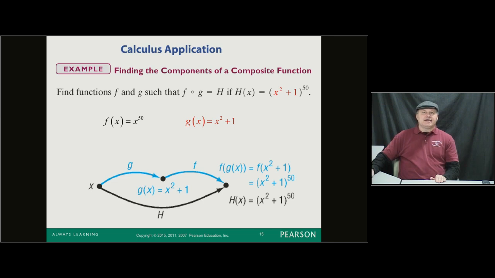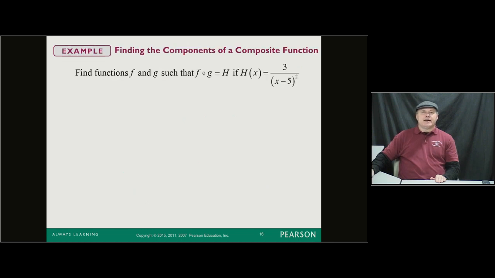So if you look at g of x, it's x squared plus 1. f is going to be x to the 50th power. So you place the g of x into the f, you get the h of x. So it's one big jump over, in other words. So look at another example here.